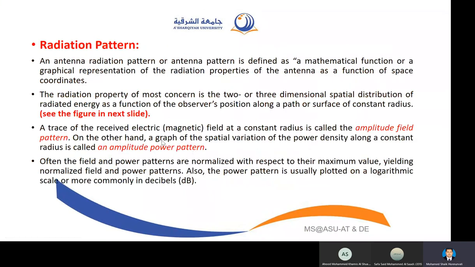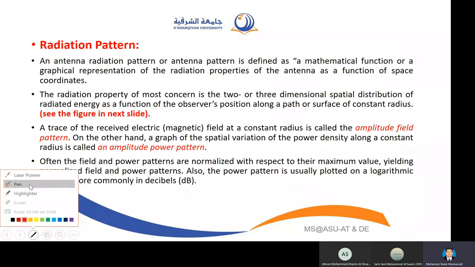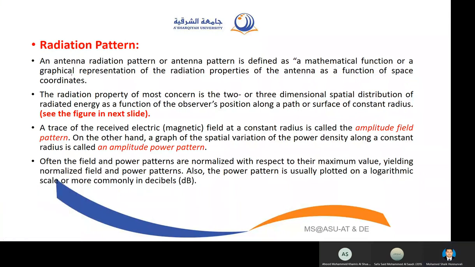So in today's class, we will be continuing where we left off yesterday. In the last class, we discussed the radiation pattern. Radiation pattern is nothing but a graphical representation of the radiation properties of an antenna, right? How the electromagnetic waves travel around the space from the antenna. If you plot it in the form of a graph, then that pattern, that shape, we call it the radiation pattern.